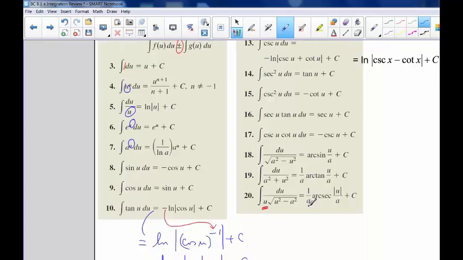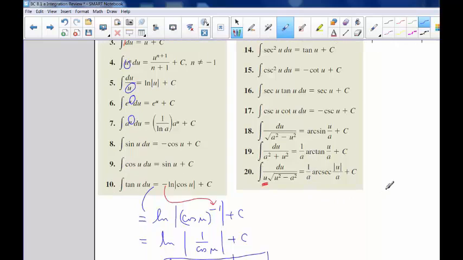Now the last ones are the hardest ones. These are the ones involving inverse trig. So the first thing to notice is that for numbers 18 and 20, you are dealing with the denominator of a square root of either a constant squared minus a function squared or a function squared minus a constant squared. Also, the giveaway that it's an arcsecant is that there's this extra u on the outside.